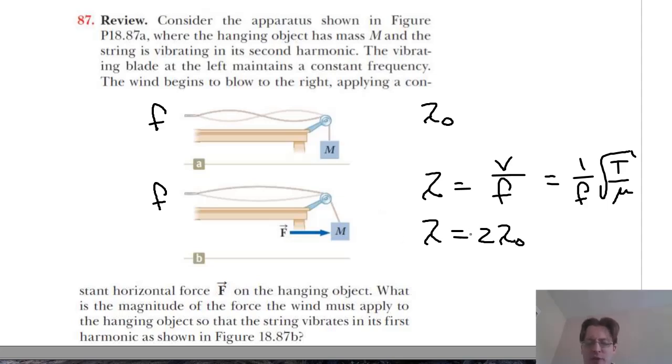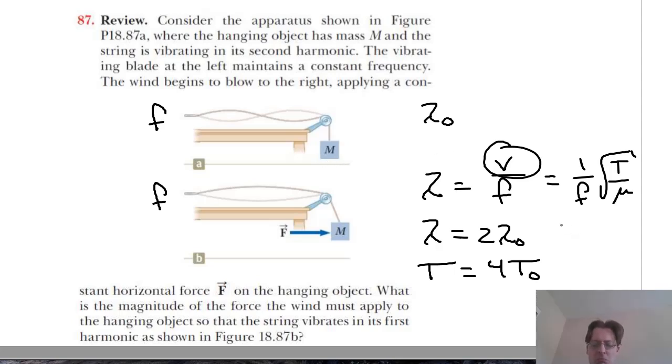Okay, so how can we achieve that? If I want to double the wavelength, I must double the speed of the waves. And you can do that by increasing the tension. But you have to quadruple the tension in order to double the speed. You see, it depends on the square root of the tension. So we need the new tension to be equal to 4 times the original tension, 4 times the weight of the block.